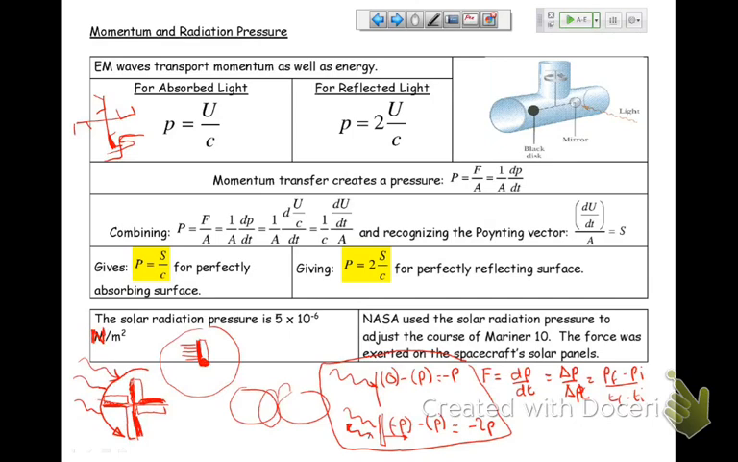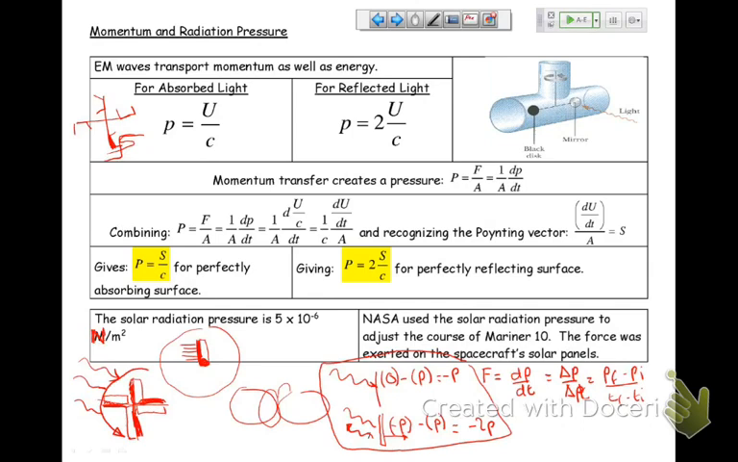It's been used. NASA used the solar radiation pressure to adjust the course of Mariner 10 back in the day, when it was hard enough to get the spaceship into space and you wanted it to go a long way. They didn't have fuel to burn, but they wanted to adjust its trajectory. And so they used the force on the solar cells, and they tilted one out of the sun and put one into the sun and just used it to tilt the direction of the spaceship. So it's kind of clever. I don't believe they designed that in mind. It just fortuitously they could do it.